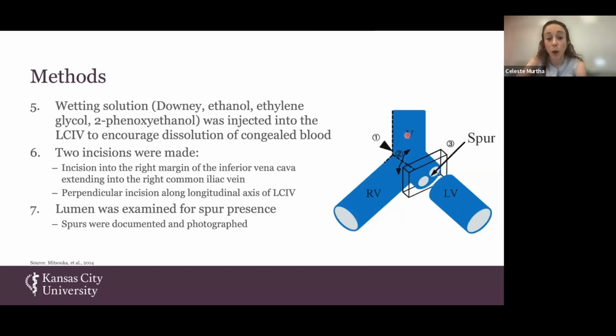Next, we injected wetting solution into the left common iliac vein to encourage dissolution of congealed blood that was remaining from the embalming process. So where we injected was right where this triangle is pointing.